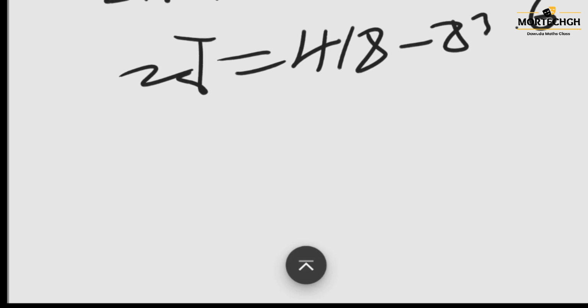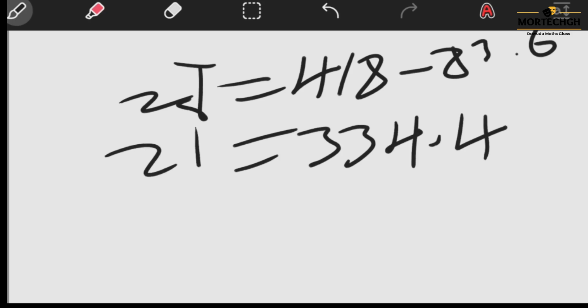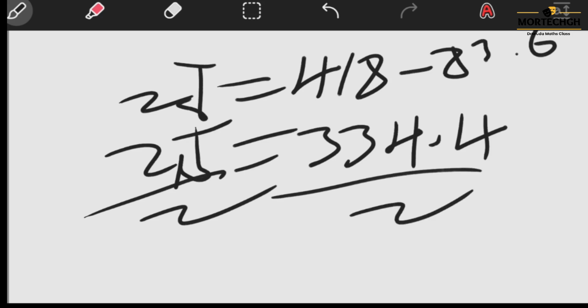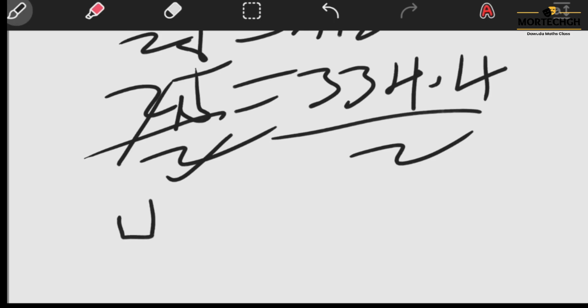418 Ghana cedis minus 83.6 will give you 334.4, which is equal to 2J. Divide both sides by 2, 2 cancels 2, leaving J to be equal to 334.4 divided by 2. It will give you 167.2.